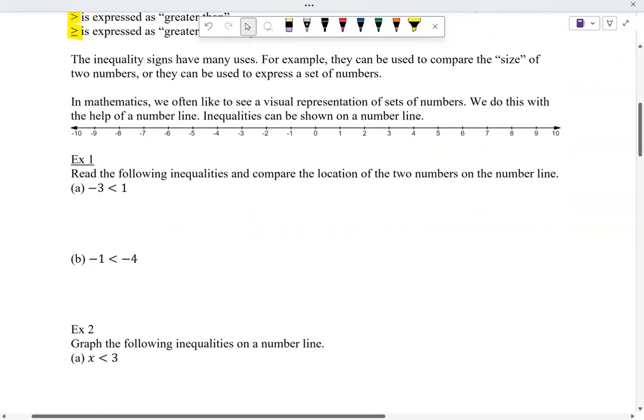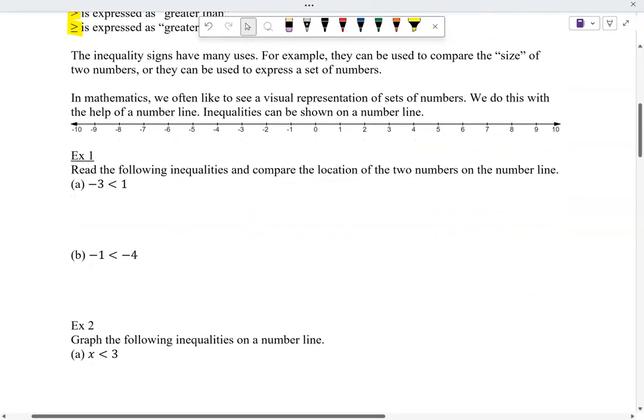Let's go ahead and look at this. Of course, we like to visually represent these on number lines. So -3, let's go ahead and read that, is less than 1. And if you compare it on a number line, we got 1 right here, and you can see how -3 is less than. It's to the left of it, right? -3 is less than that 1.